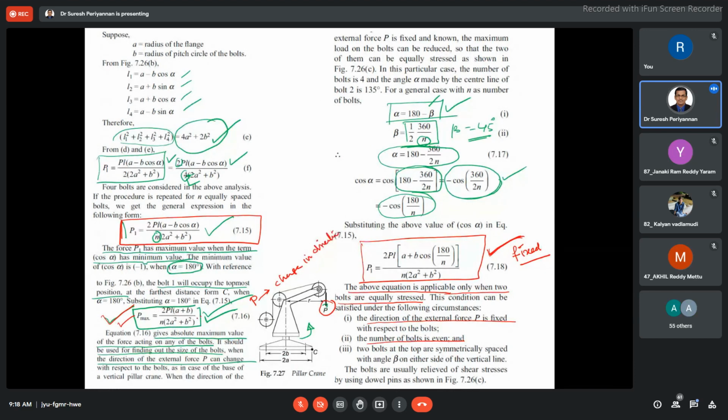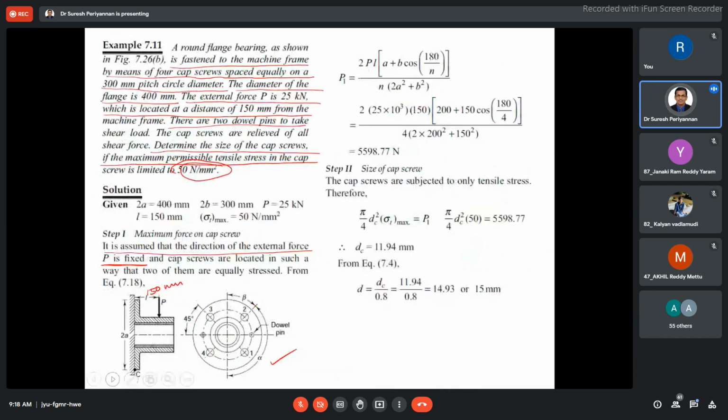This formula, okay, now I use this formula for designing my bolt. This is the number of bolts, given for direct substitution in the formula. They have given everything directly. See here, the pitch circle diameter is given, right? 300 mm pitch circle diameter, and the diameter of the flange is given.